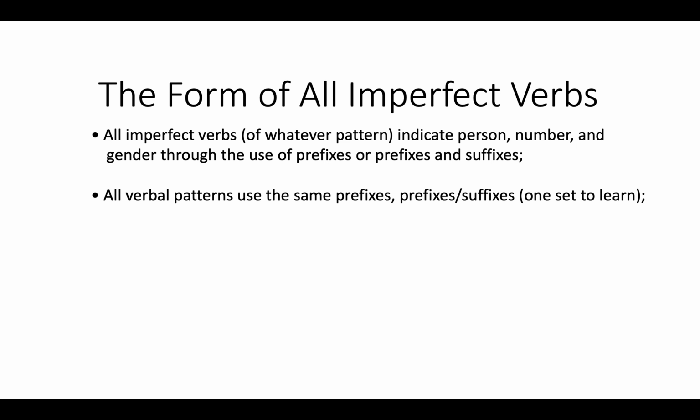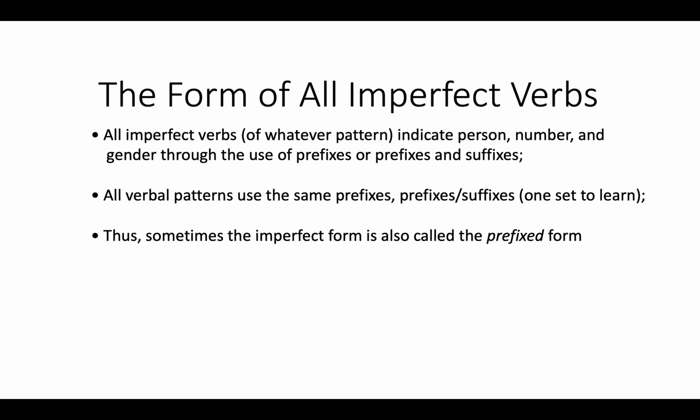All verbal patterns use the same prefixes or prefixes and suffixes. So there's only one set of prefixes and suffixes to learn for the imperfect, just like there was only one set of suffixes for the perfect. And thus sometimes the imperfect form is also called the prefixed form. So you might see that terminology somewhere.